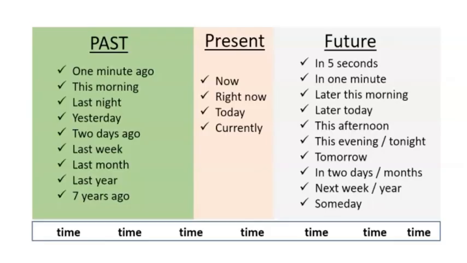So in 5 seconds, in 1 minute, later this morning, later today, this afternoon, this evening, tonight, tomorrow, in 2 days, in several months, next week, next year, or someday. And there's the definitive or exact future, like in 10 minutes or tomorrow at 5. But there's also inexact, like tomorrow at some time or someday, let's say, which is somewhat vague or inexact.